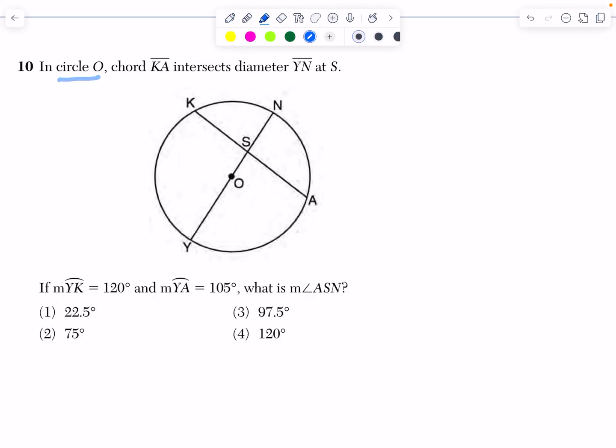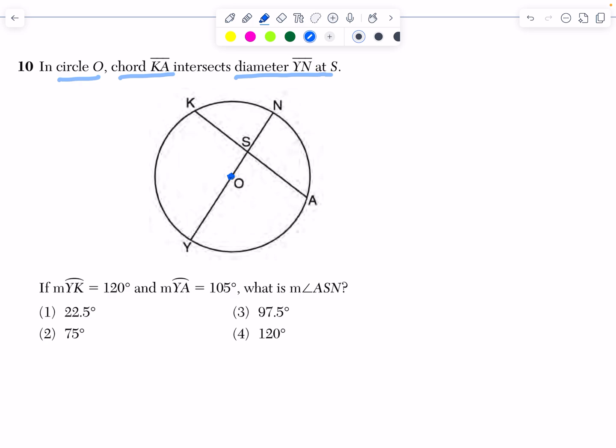In circle O. So already, if it says it's circle O, that means O is the center. So that's something that's very important. Next part, here it says chord line segment KA intersects diameter line segment YN at S.